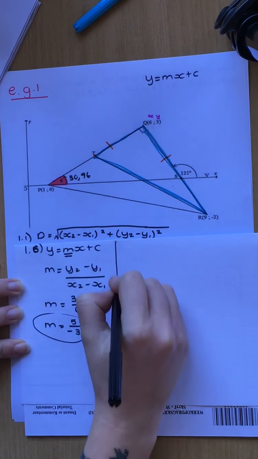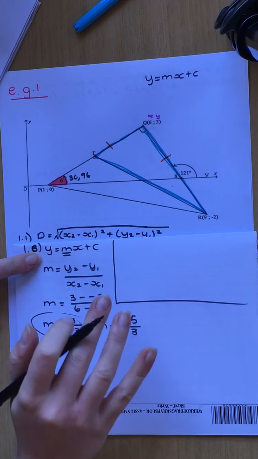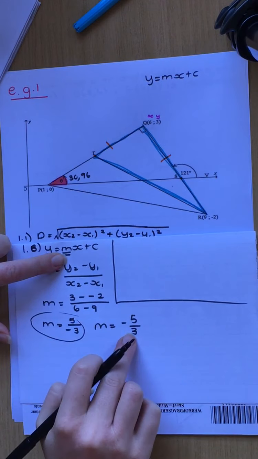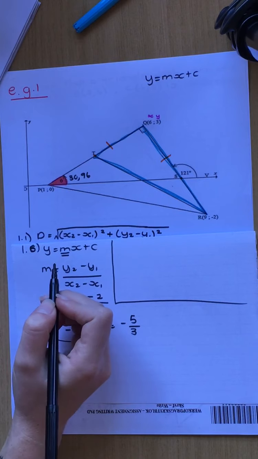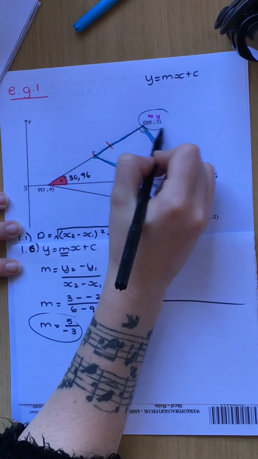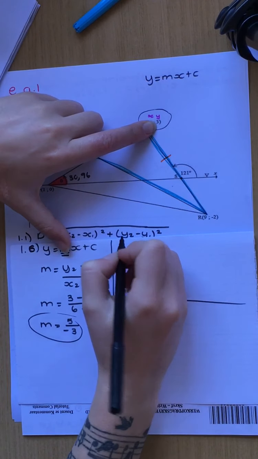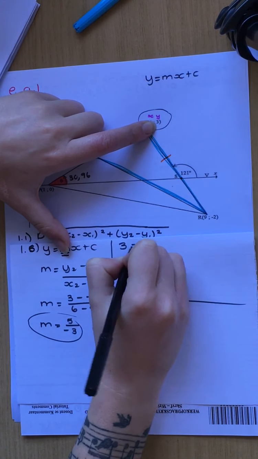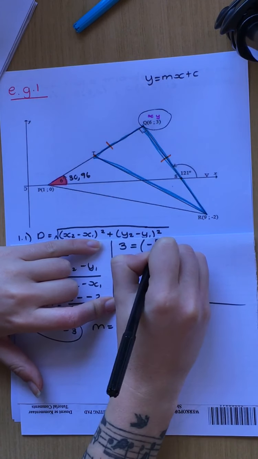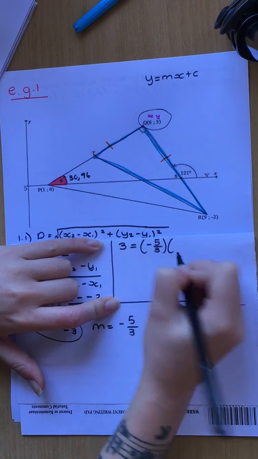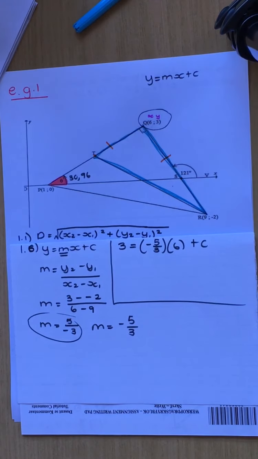Okay, and remember, whenever you're filling in this linear formula, I don't know, maybe I should do a revision video on this, but that's your gradient, so that's fine. And then y and x, you can just choose any coordinate. So let's just say I go with that one. Then when I fill it in, your y is going to be the 3. Your m is going to be what you just worked out, minus 5 over 3. And your x is going to be the 6. Then you can calculate what the c is.